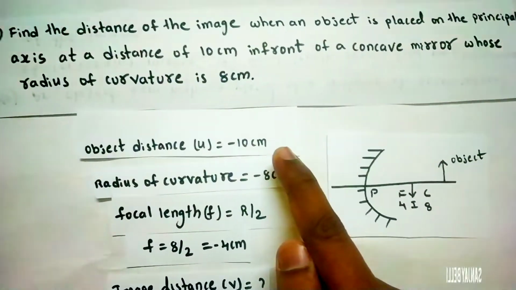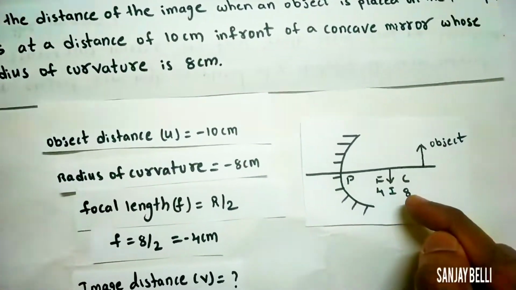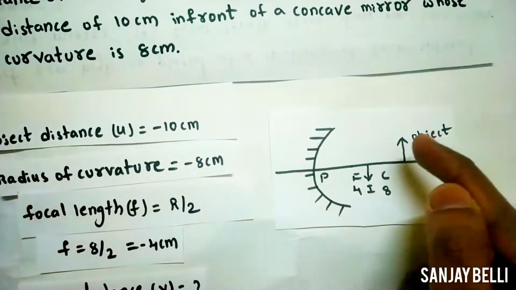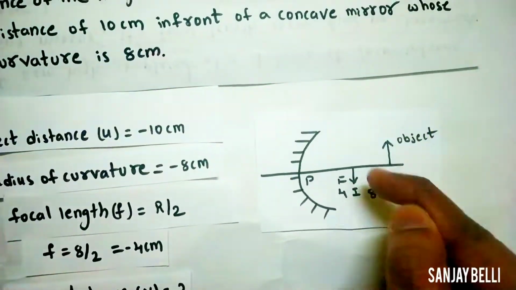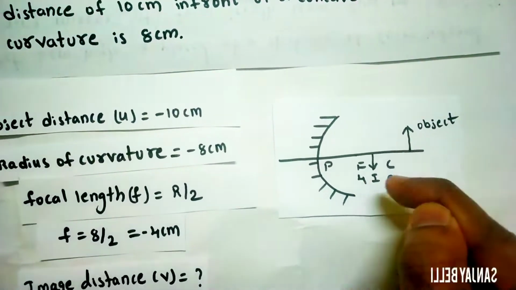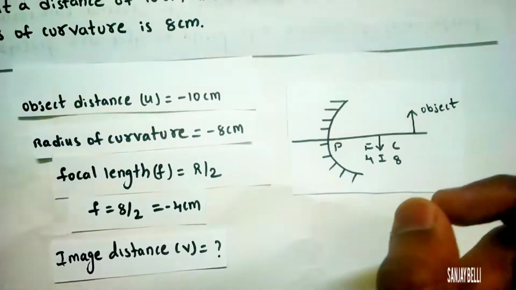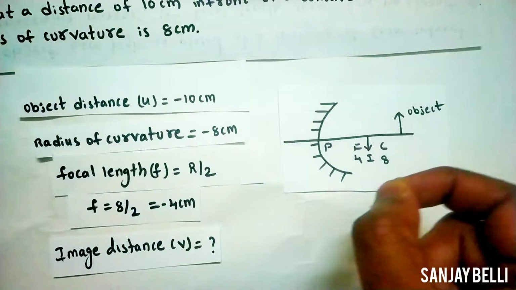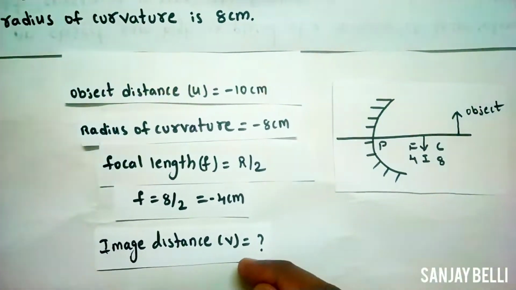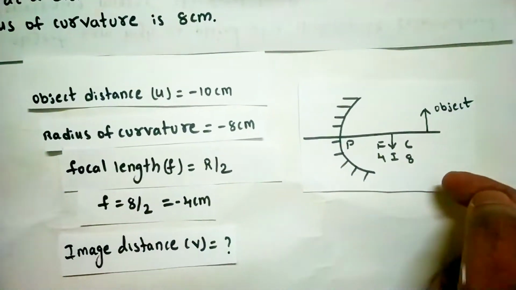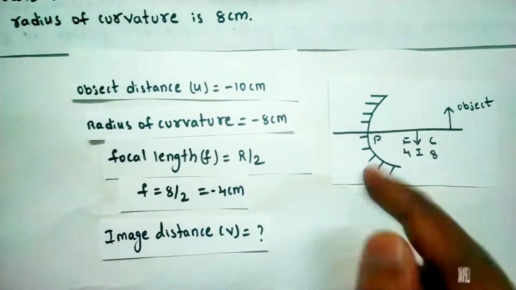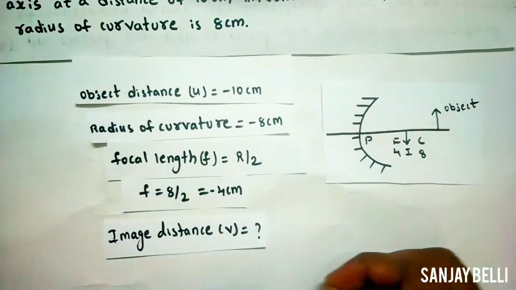And the object is placed at 10 centimeters. So 10 will be coming after 8. That means the object should be placed beyond the center of curvature. When an object is placed beyond C, an image will be obtained between F and C. That means our answer, the image distance, should be obtained between 4 and 8. If you get your v value between 4 and 8, and it should also come negative because it is an inverted image, then your problem will be right.